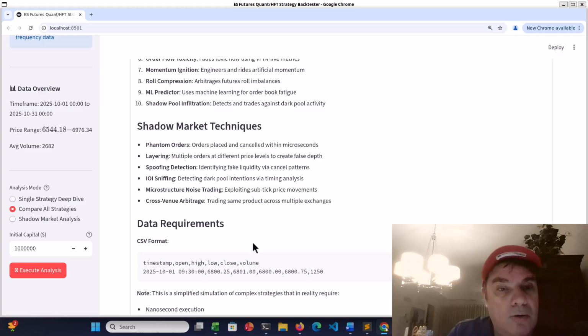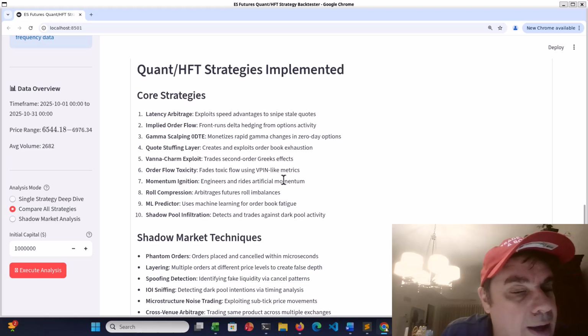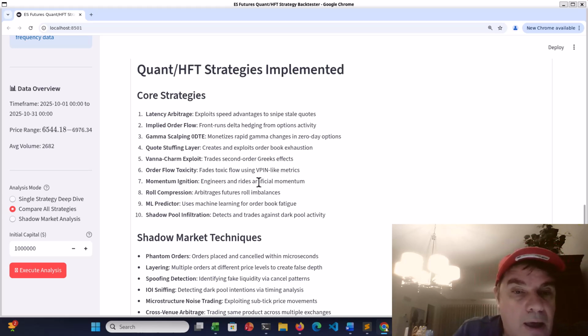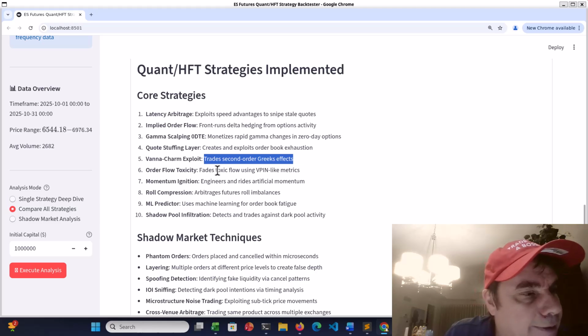Okay, so the best ones we're dealing with here are order flow toxicity, phase toxic flow using VPIN like metrics. So I kind of go over that in that last video that I highlighted. The Vanna-Charm Exploit trade, second order Greek effects. That might be possible to trade at retail, or not retail, but without the third party data feeds. So that might be an opportunity there.